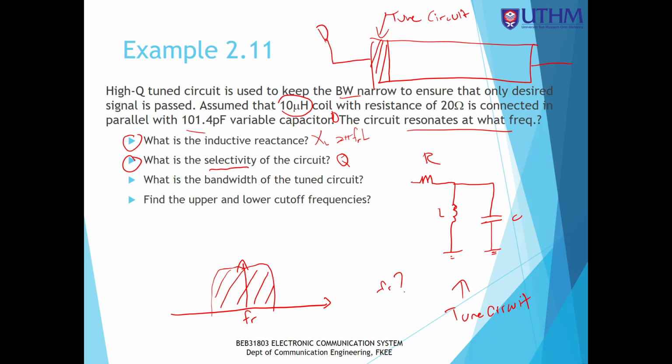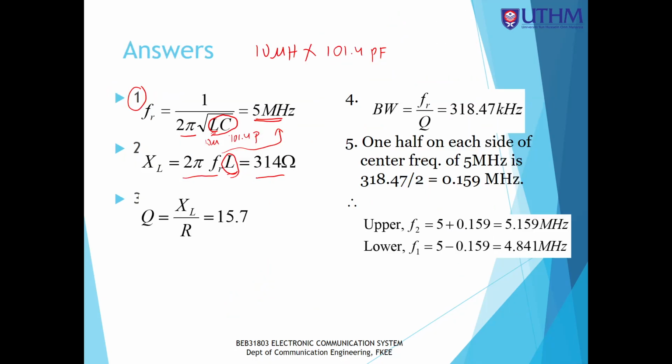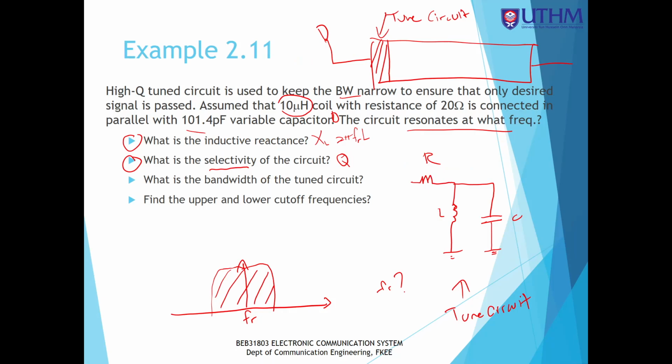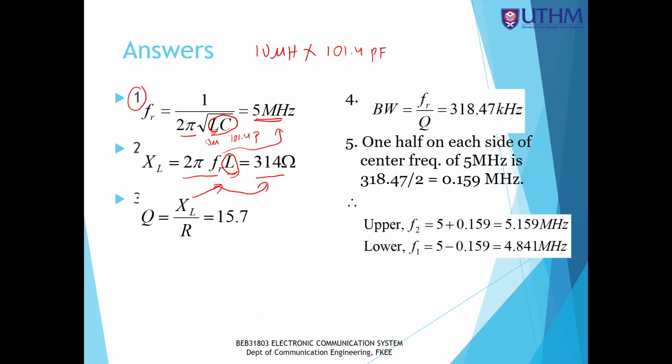Okay, so Q parameter is equal to inductive reactance divided by the resistance. Okay, that means this is from here, from 314, divided by R. R is given in the question, which is 20 ohm. Okay, so that means 314 divided by 20, so you get 15.7.